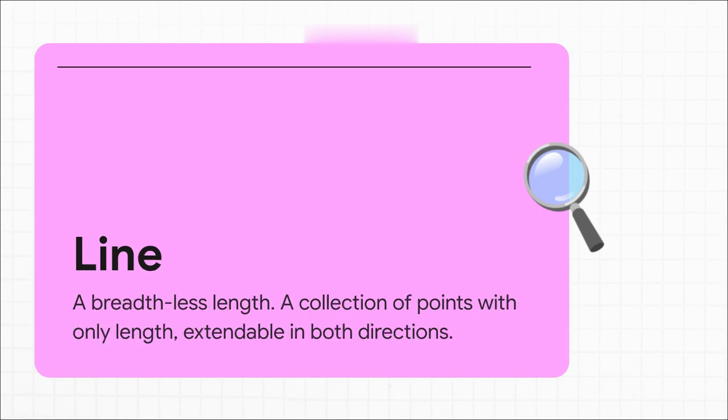So what happens when you take an infinite number of those points and string them all together in a perfectly straight row? You get a line. It has length, but no thickness at all. And, this is key, it never, ever stops. You can just keep extending it forever in both directions.